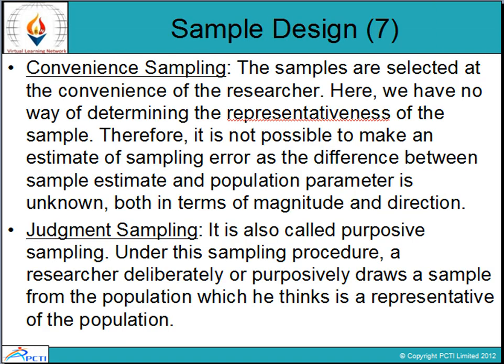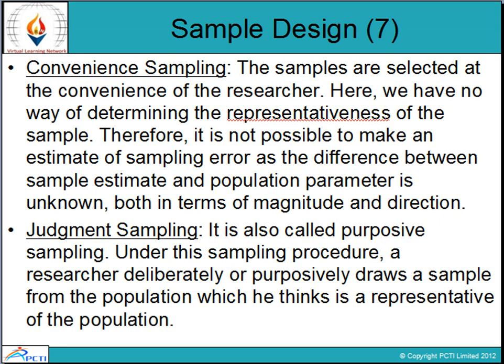When we talk about sample design, there is what is called convenience sampling in non-probability. Now here the samples are basically picked or selected at the convenience of the researcher. What the researcher feels convenient. Now there is no way in which representativeness can be established, and therefore it is not possible to make an estimate of the sampling error, because the difference between the sample estimate and the population parameter is not known in terms of magnitude and direction.